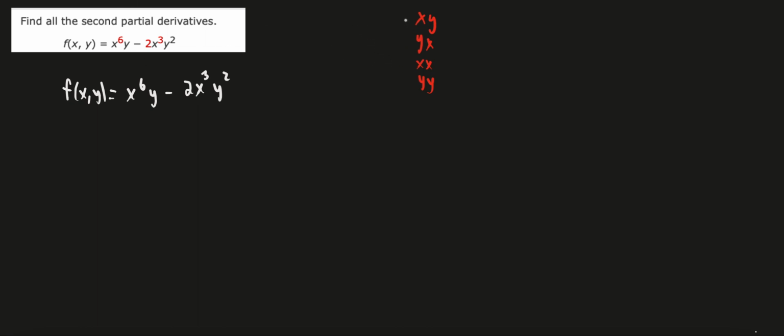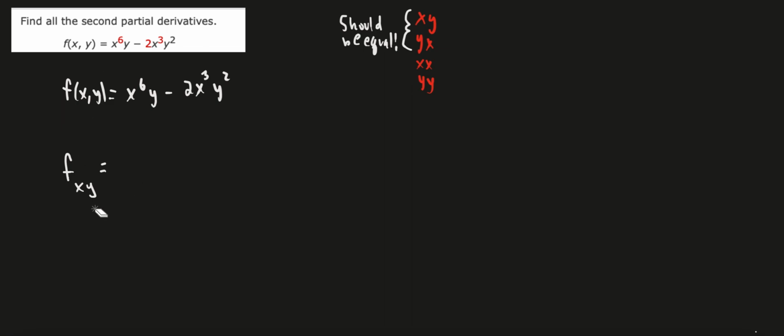And I'll predict the future. If we're doing everything right, these two should be equal. These have to be equal. Let's see. So f x y, that's first. f x y is finding the partial derivative with respect to x first and then y.